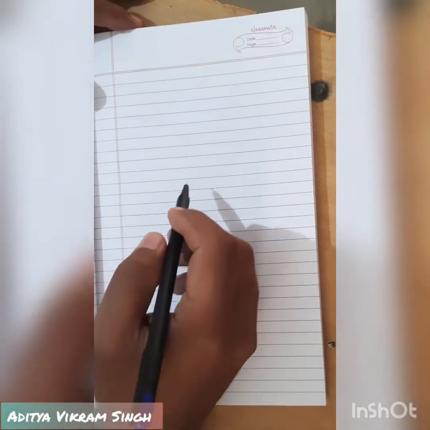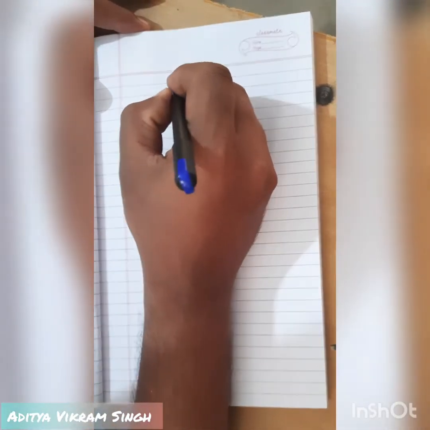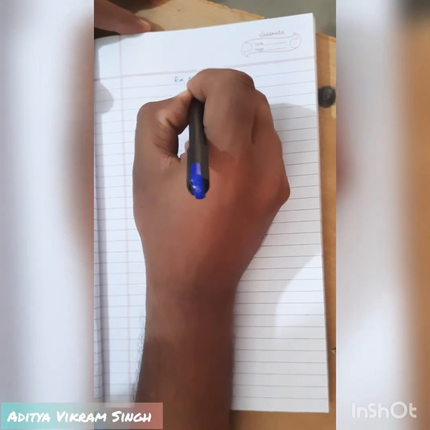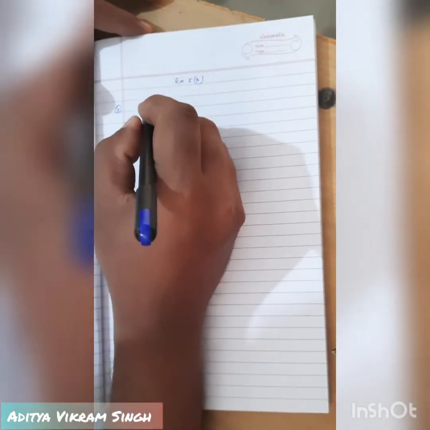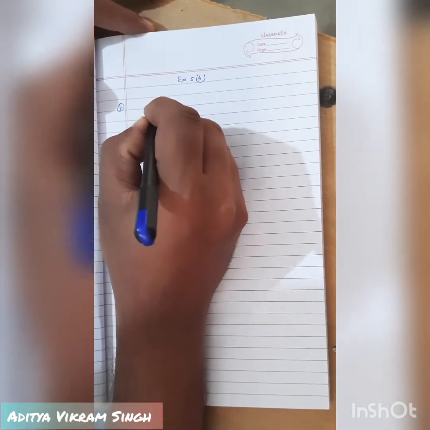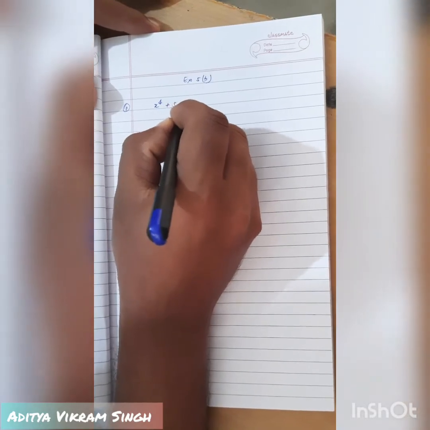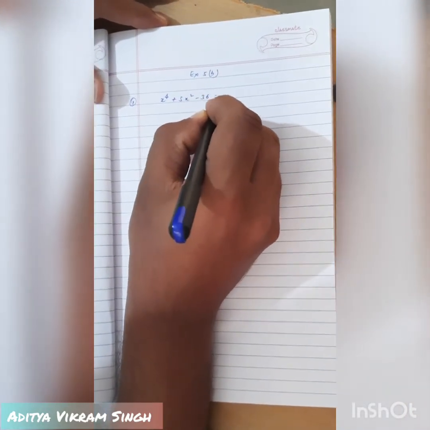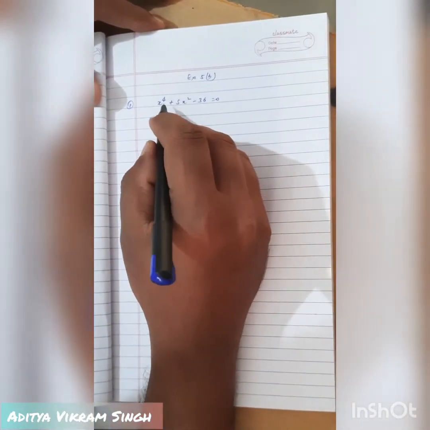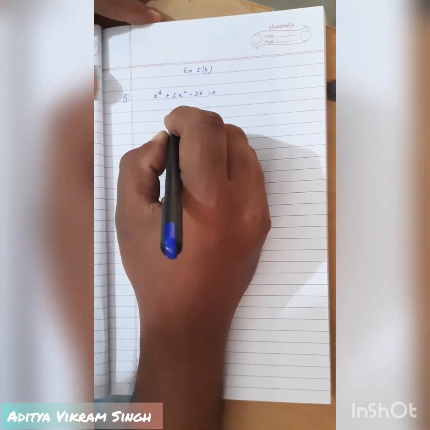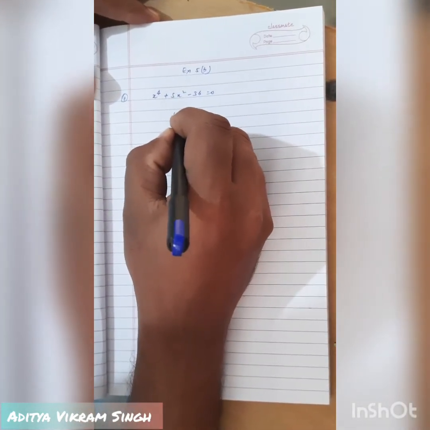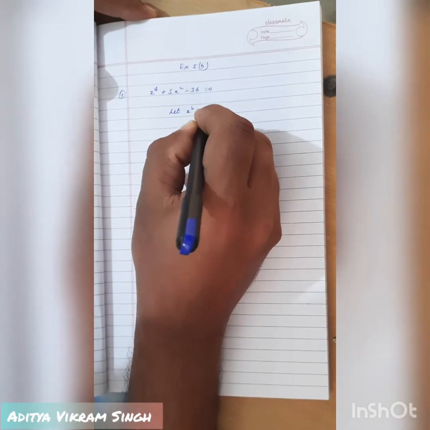Now we are going to solve exercise 5b of quadratic equations. So the first question is x to the power 4 plus 5x square minus 36 is equal to 0. What we have to do in this type of question is suppose, let x square be t.